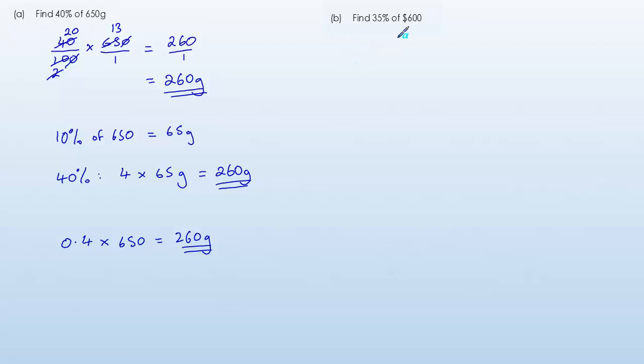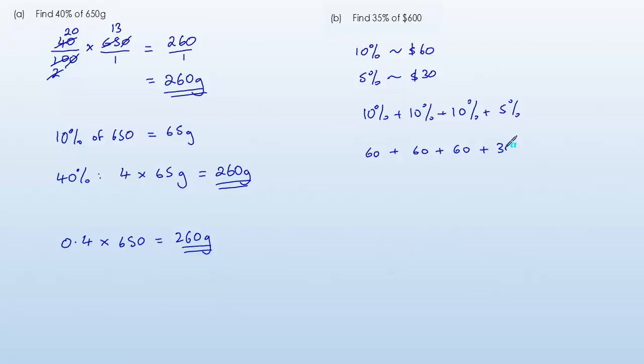Now we want 35% of 600. Well, 10% of 600 is easy to find. Just divide by 10, and that would be $60. And then 5% is going to be half of whatever 10% is, so that would be $30. So to get 35%, we do 10% plus 10% plus 10% plus 5%. So that would be 60 plus 60 plus 60 plus 30, and that would be $210.